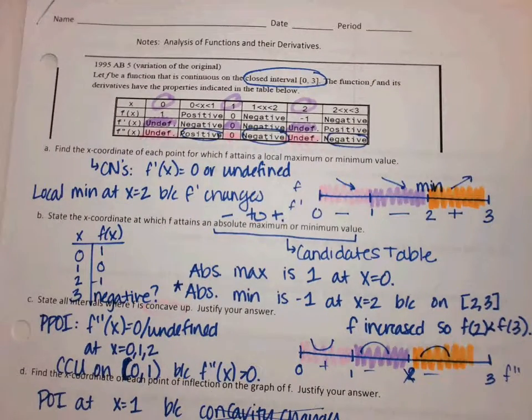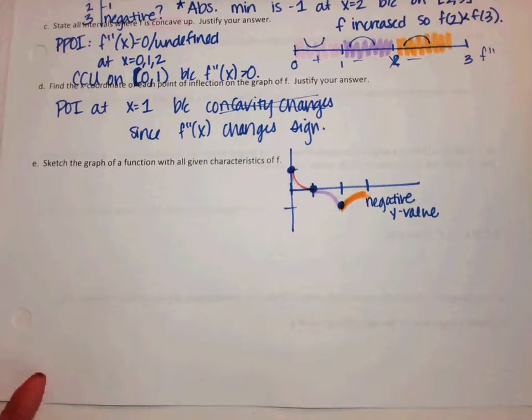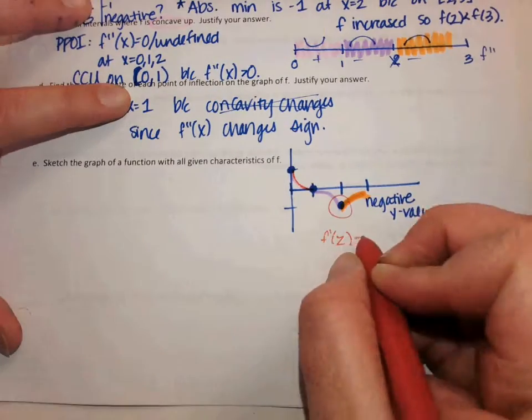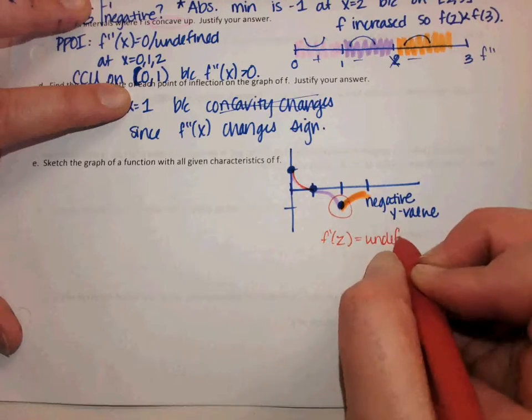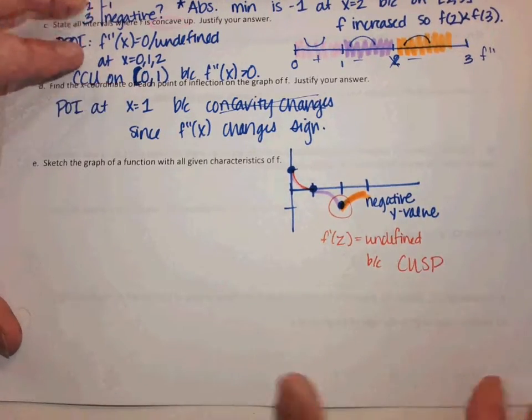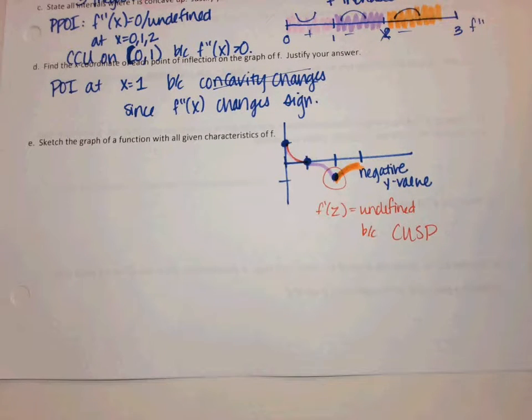What did we say f prime is at 2? What happens at 2 in your graph that you know there's no f prime there? Cusp. Okay, so here I'm going to put f prime of 2 undefined because cusp. Make sense? So after you have filled out all that stuff, you should be able to sort of check and see if your graph is right.